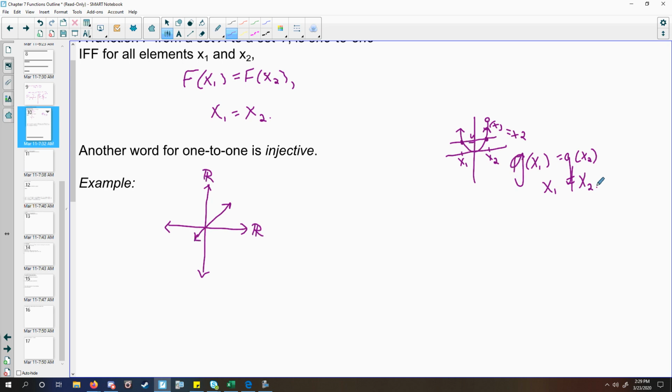For a specific example, consider when g of x equals 4. That could stem from x1 being negative 2 and x2 being positive 2. So as you can see, this is one more counterexample as to why this is not injective.